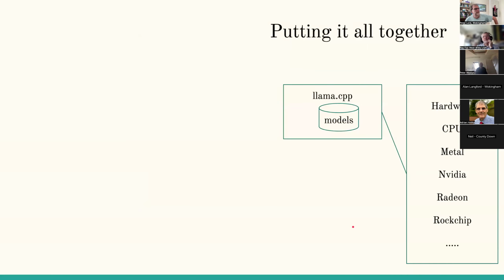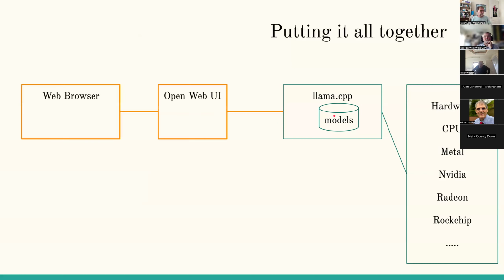And we can run llama.cpp. llama.cpp will interrogate your hardware and find out what support it needs. You can download models and pass them to llama.cpp, and you can fire up a simple web browser interface to llama.cpp. You can type in your prompt and get a response back.